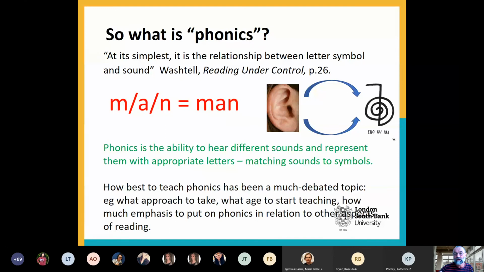So this is about decoding, working out what the sound is made by combining these different phonemes. It's not understanding what the content of the text is. And that's important to remember, where you may have a very, very fluent decoder, a child who can read everything using the phonics process, but who doesn't necessarily understand anything about what they're reading.